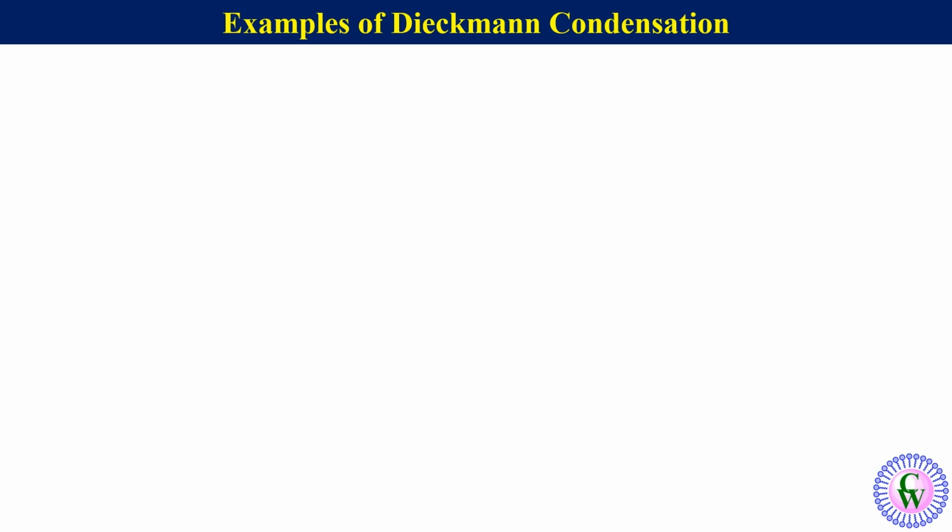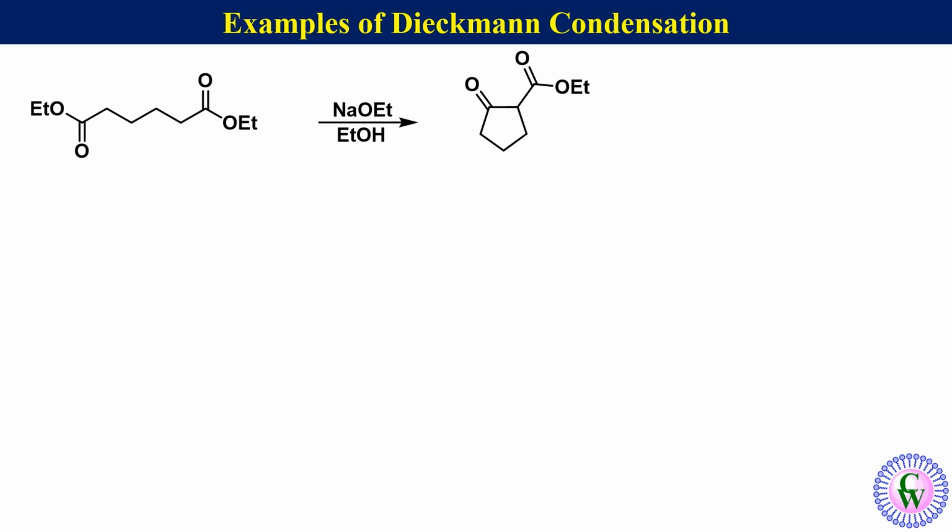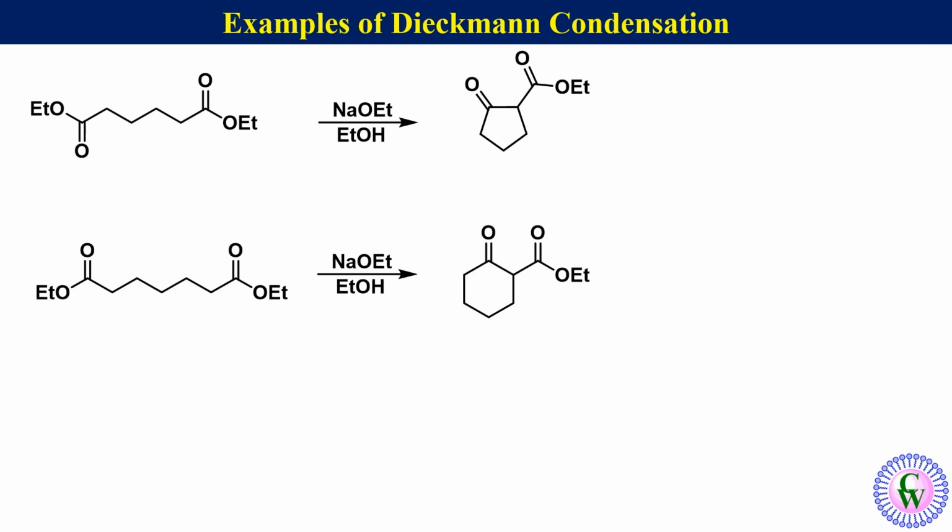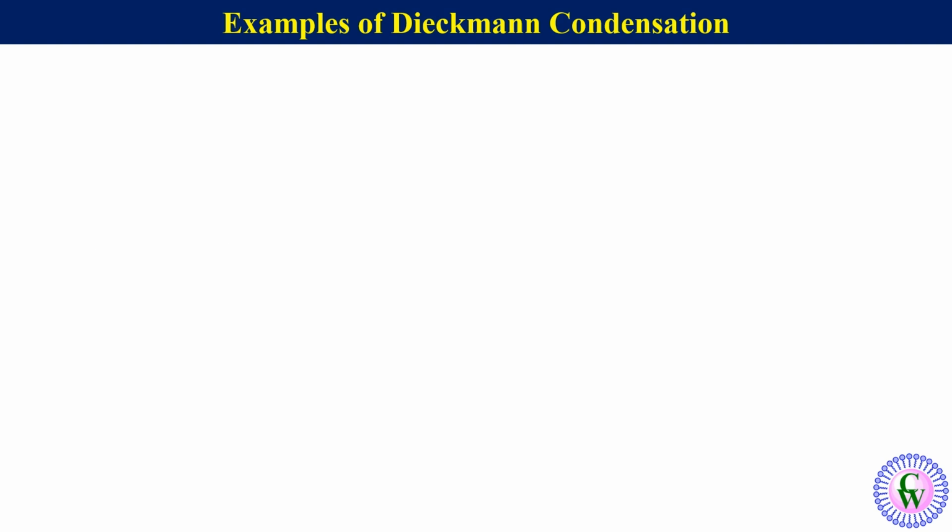Examples of Dieckmann condensation. Diethyl adipate when treated with sodium ethoxide in ethanol produces ethyl 2-oxopentane carboxylate. Similarly, when diethyl heptane dioate is treated with sodium ethoxide in ethanol produces ethyl 2-oxocyclohexane carboxylate. Dieckmann condensation is also useful for making heterocyclic beta-keto ester.